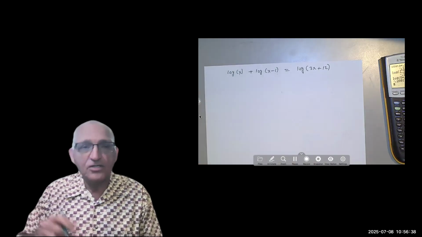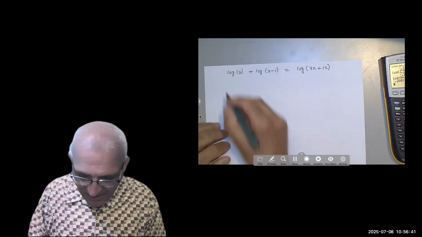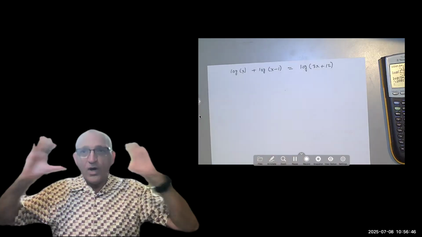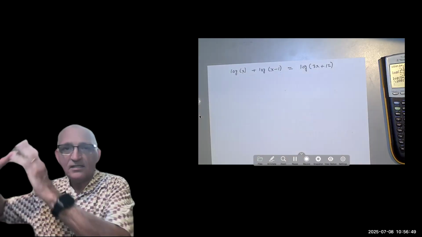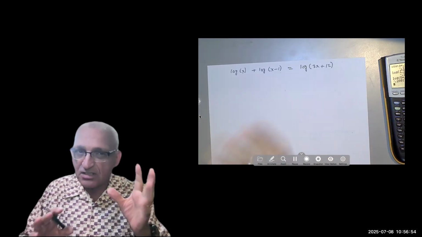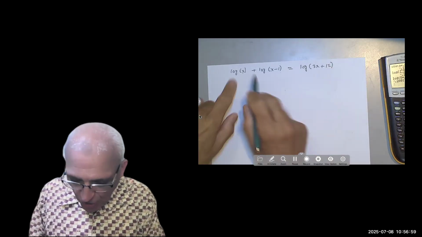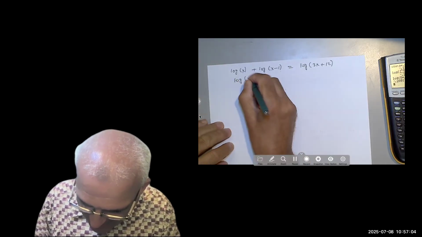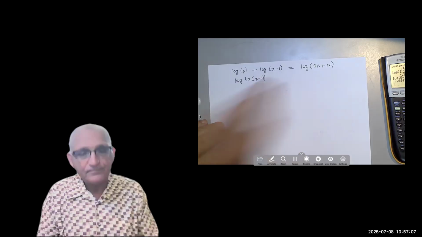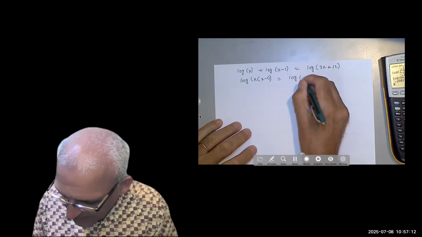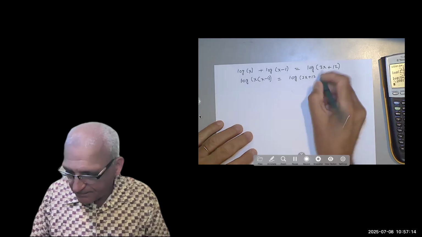Again, exactly like the log to the base 9 before. I cannot say 10 to this plus 10 to that equals 10 to, no. You cannot do it with addition because the addition here is not correct. Remember, we have multiplication becomes correct. So when I have 2 logs like that, I simplify them as log of x times x minus 1 equals log of 3x plus 12.